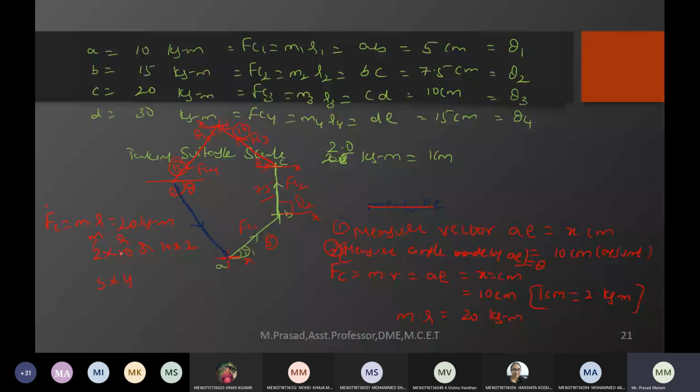This is m into r, I can choose. m is 2 kg and radius is 10 meters, or I can choose mass as 2 kg and radius as 2 meters. This is case 1. Second case: 5 kg mass at a radius of 4 meters, or 4 kg mass at a radius of 5 meters. Like this you can get the product of mass into r and angle theta.